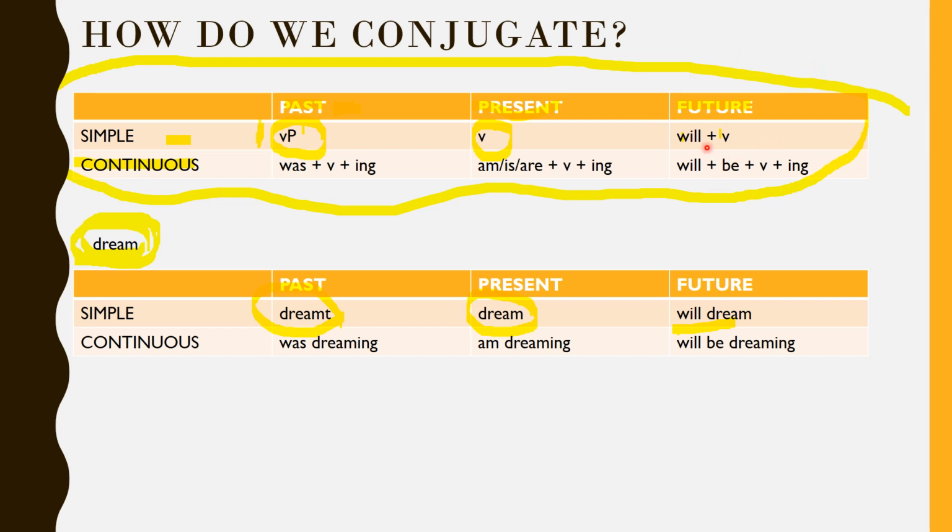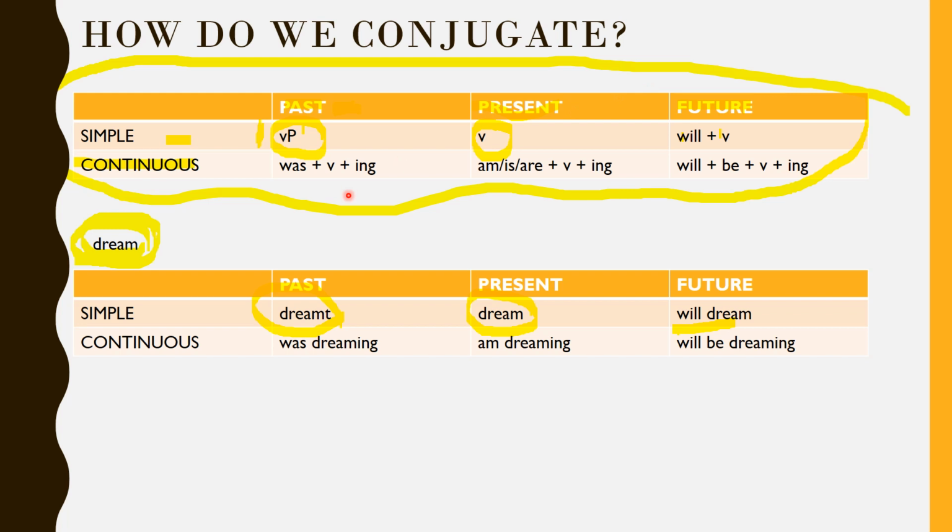Then our future tense is also a very easy recipe. It's a lot like the future simple, except that we add a be and an ing. So we have will plus be plus verb plus ing. Okay, do you see? Let's see how that looks with a regular verb. Will be dreaming. So I hope now you remember how to work with this recipe, but we used a regular verb.